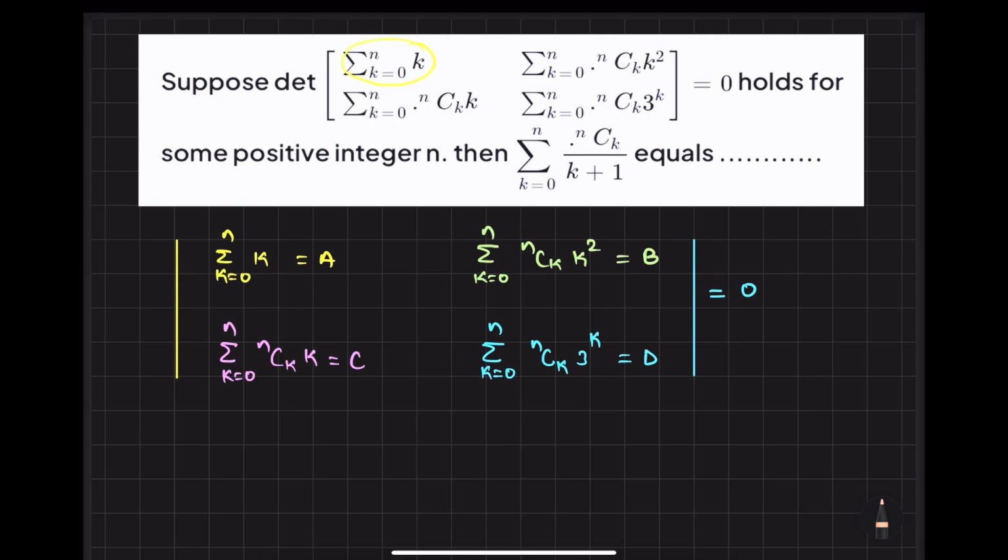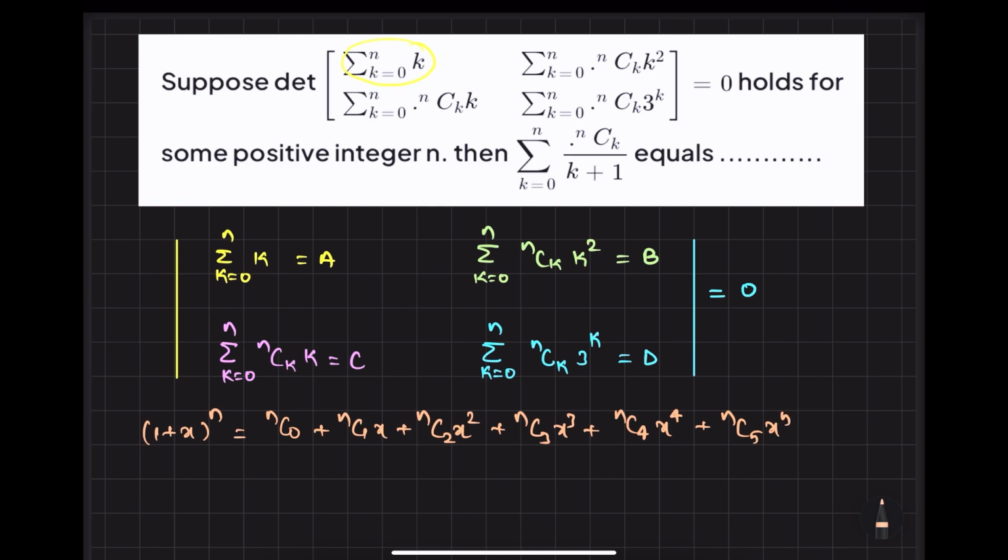Okay, you know that whatever the question is, we will try to rely on (1 plus x) power n. So let's expand: nC0, nC1 x, nC2 x square, nC3 x cube, nC4 x power 4, nC5 x power 5, dot dot dot. Correct? Now look at this.